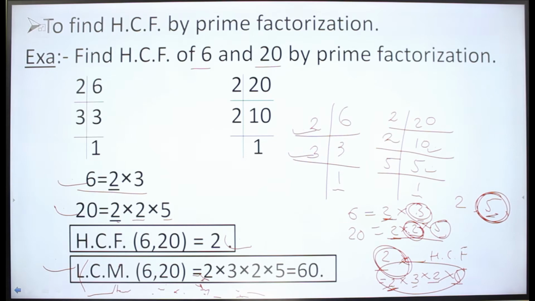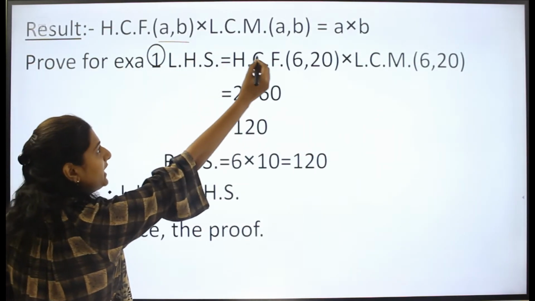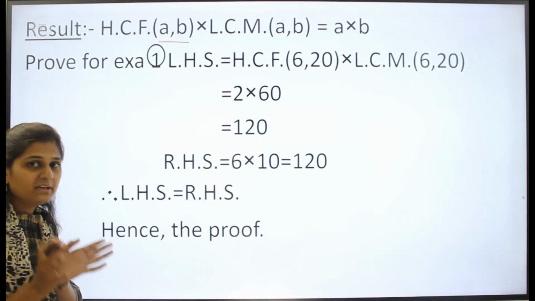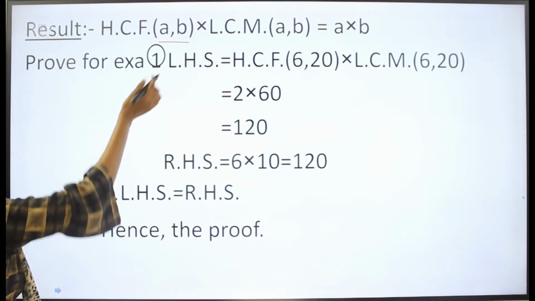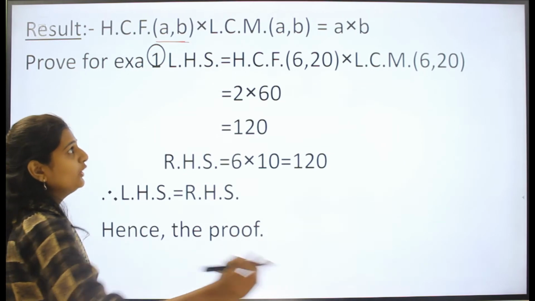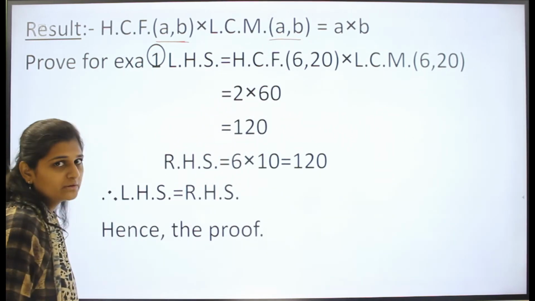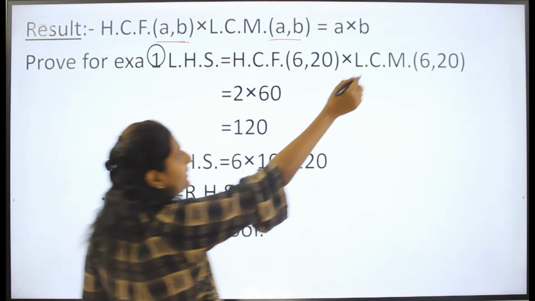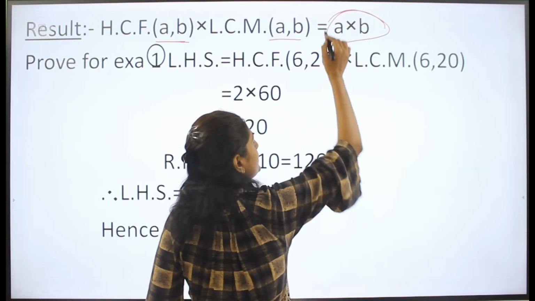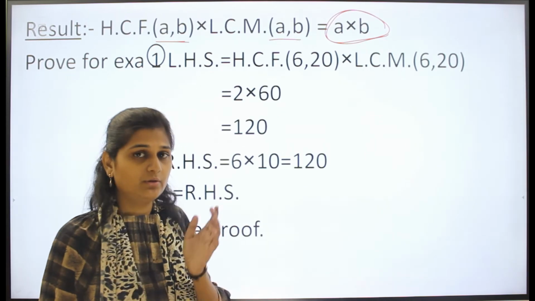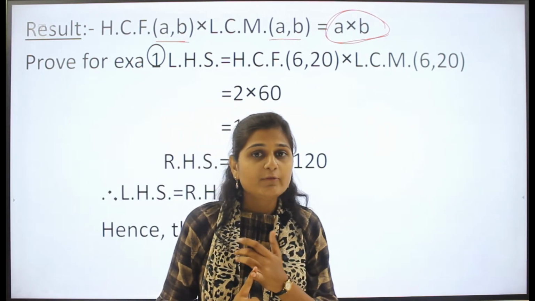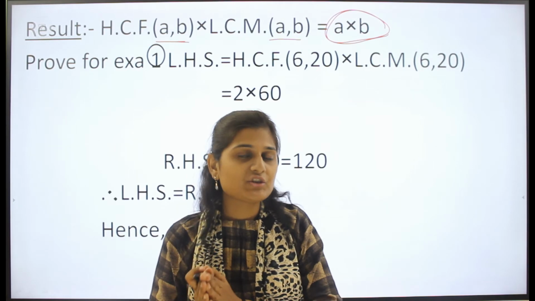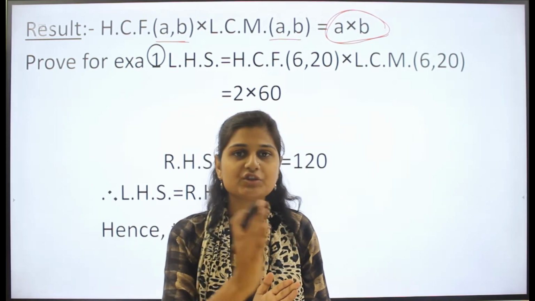Here we have HCF of A, B multiplied by LCM of A, B, that is equal to A multiplied by B. What it wants to say is that whenever you are finding the HCF of two values and the LCM of two values, then the multiplication of the LCM and HCF will always be equal to the multiplication of the given two values.